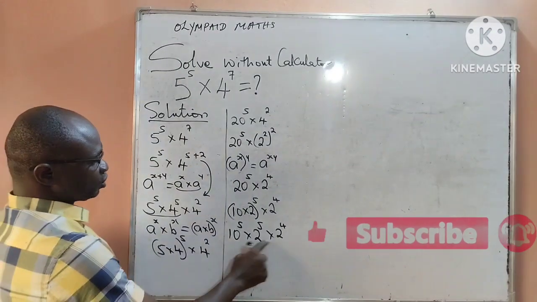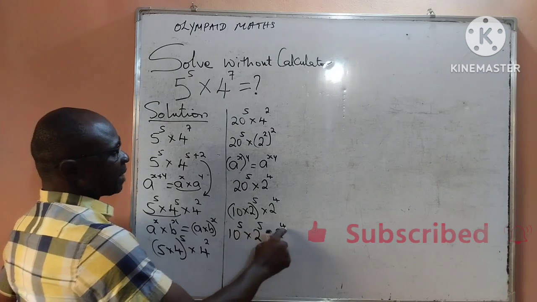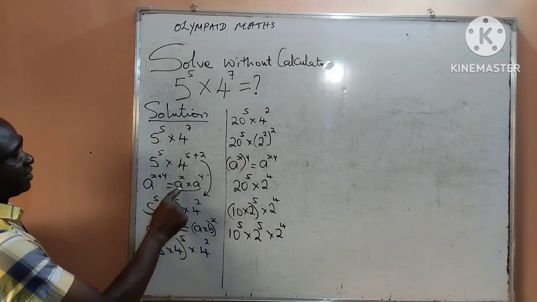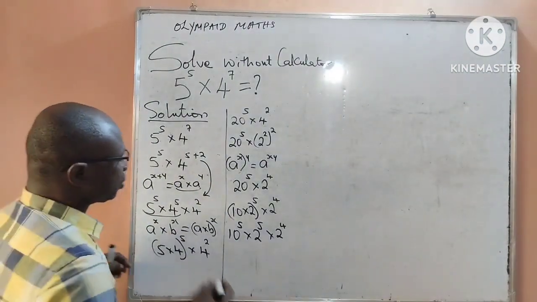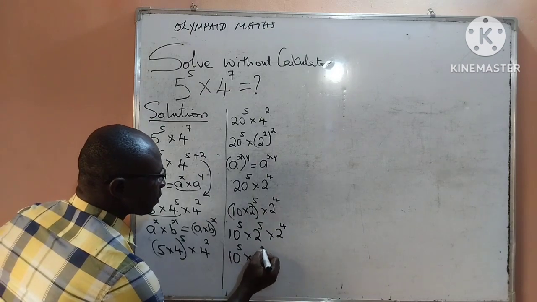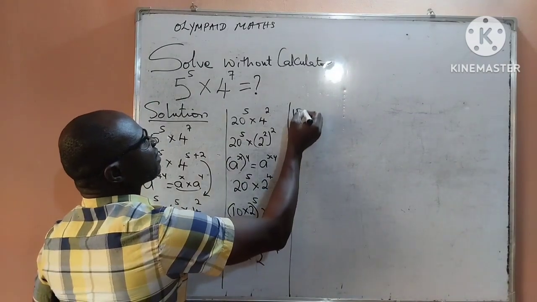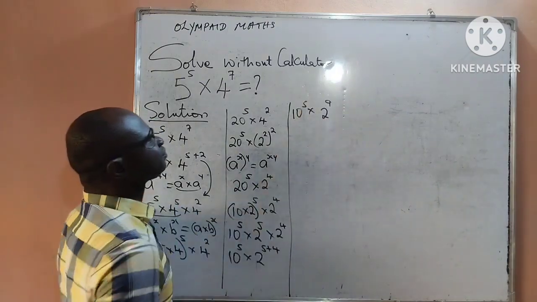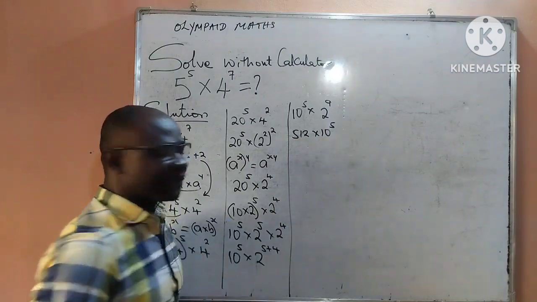You can now see that these bases are the same. I have 2 here, I have 2 here, but their powers are different. We have explained something like that here, where we say when the bases are the same, what we need to do is to add the powers, according to the law of indices. So I write 10 raised to the power 5 multiplied by 2 raised to the power 5 plus 4. Very correct by law of indices. This is now 10 raised to the power 5 multiplied by 2 raised to the power 9. But 2 raised to the power 9 is 512, then multiplied by 10 raised to the power 5.